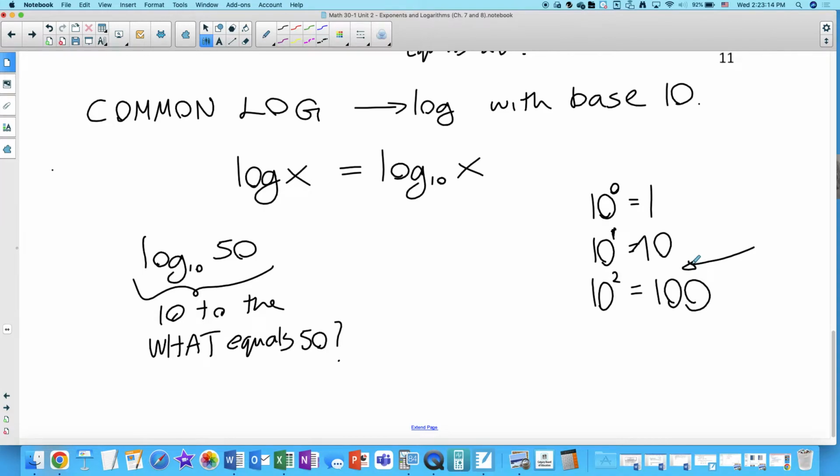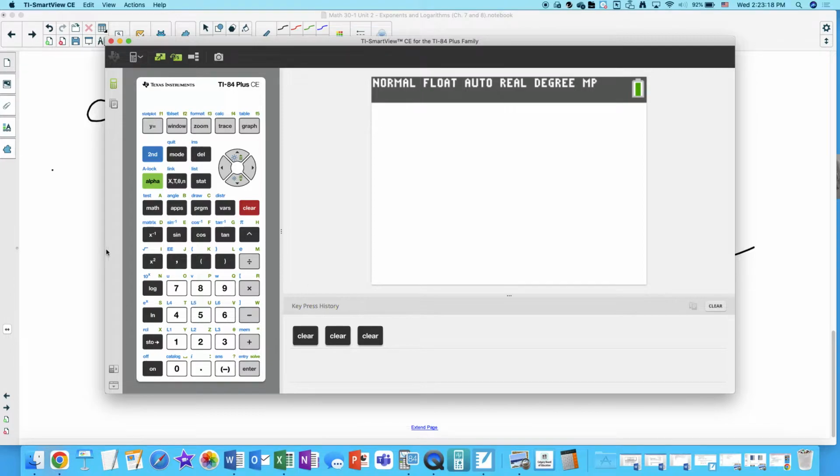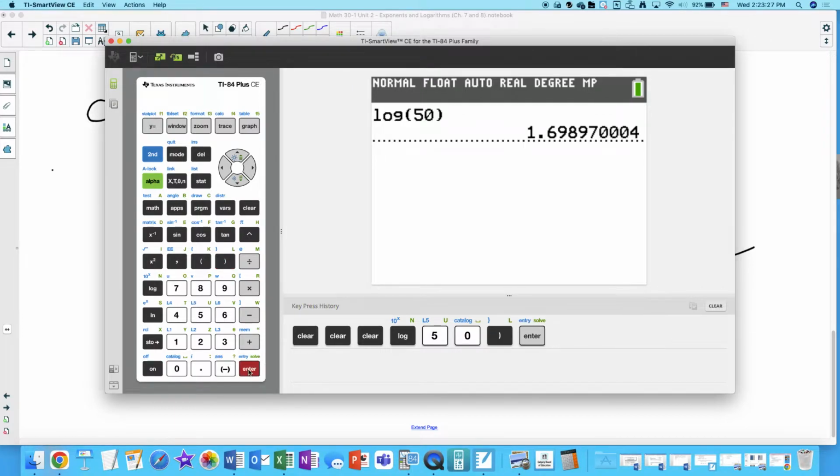But it is actually going to be an irrational number. And if you enter in log of 50, the log button on your calculator uses base 10. You will see, oh, I was wrong. It was 1.69 whatever, about 1.7. Okay, but it is between 1 and 2.